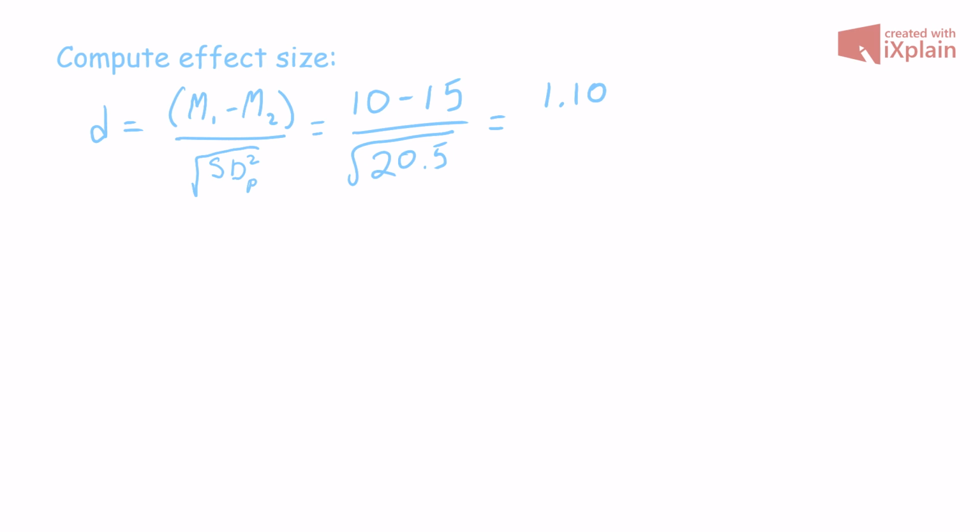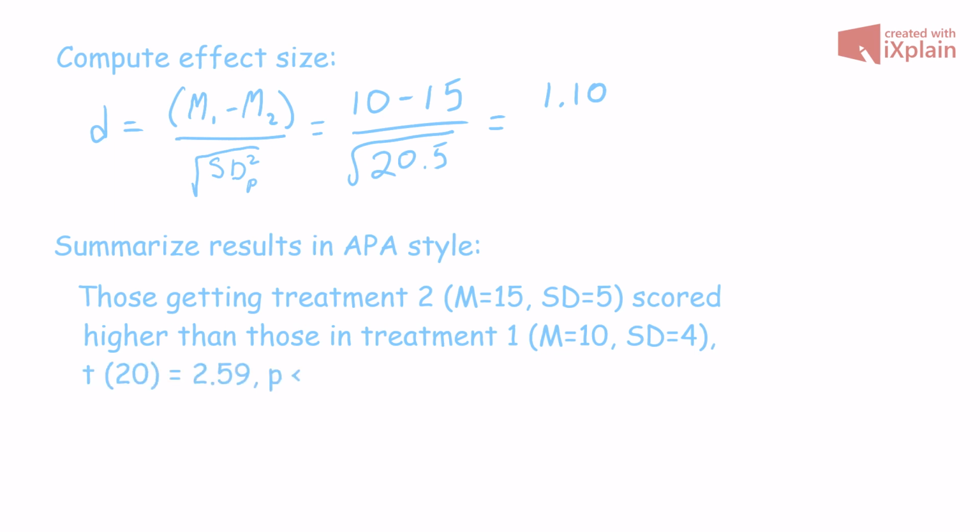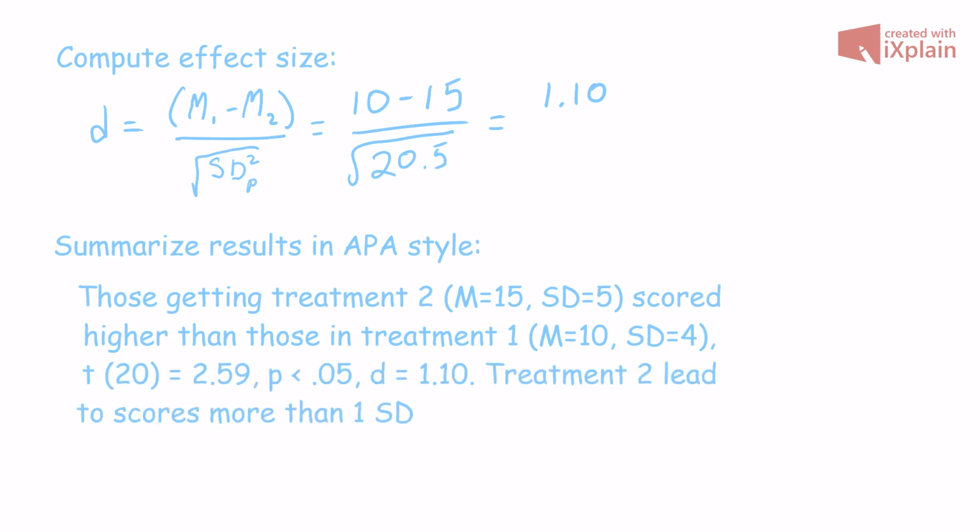And now we need to summarize the results. Those getting treatment 2 scored higher than those getting treatment 1. And then I have statistical information. And then I have something to help interpret the results. Treatment 2 led to scores more than 1 standard deviation higher than treatment 1 scores. So this second sentence is helping the reader understand the size of the effect. You're helping them interpret the results.